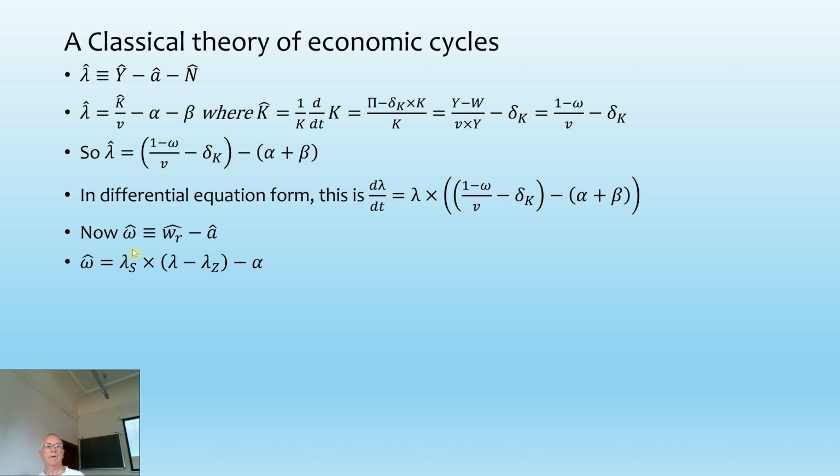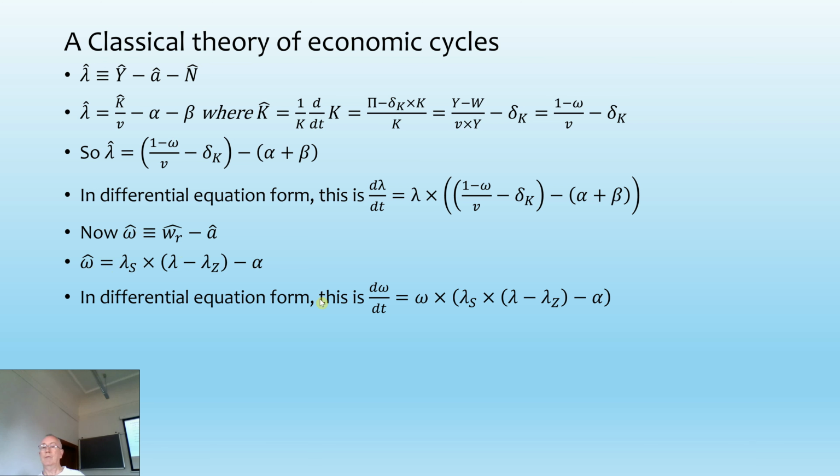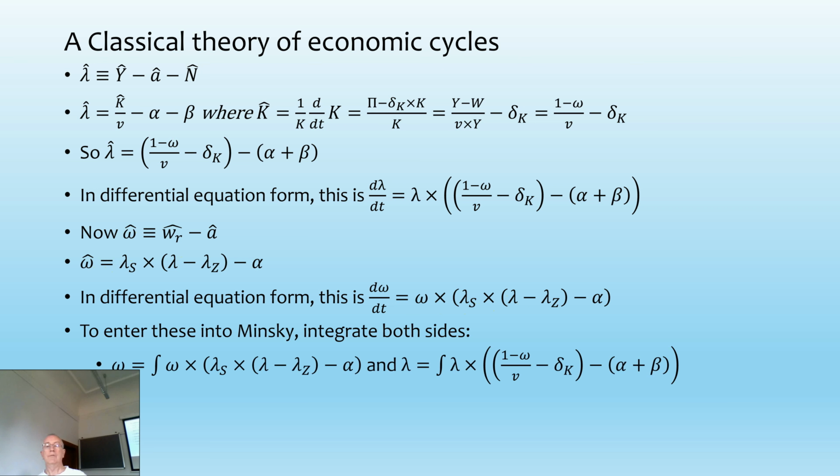Now, the one for wages share is not quite as complicated. That's saying the rate of change of wages, and that's productivity. So I multiply through and say the rate of change of the wages share is the wages share multiplied by the slope of the function multiplied by actual employment minus the zero point minus alpha. And that's a new set of equations. If you want to make that into a Minsky model, you simply use the same sort of basic logic, actually with fewer variables to put it together.